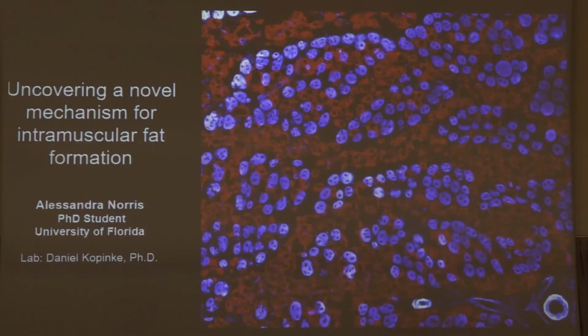I'm from UF in the lab of Dr. Kopinski, and today I'll be talking about uncovering a novel mechanism for intramuscular fat.